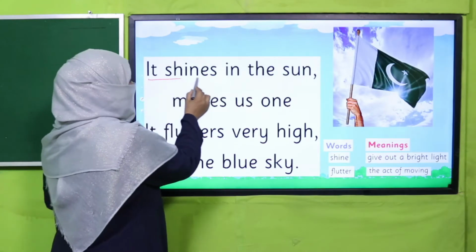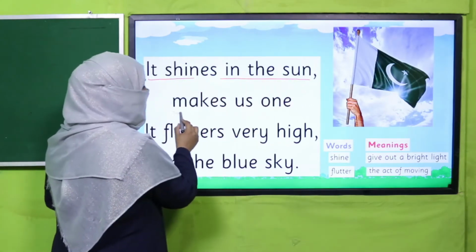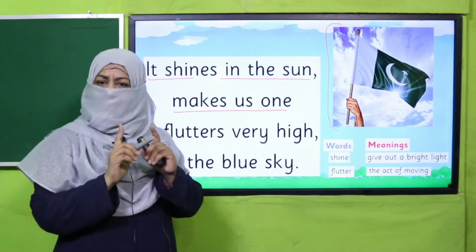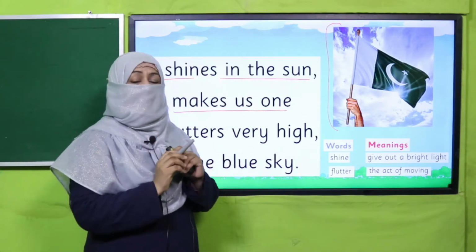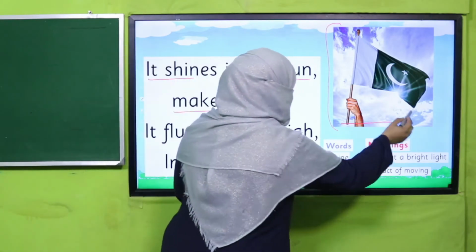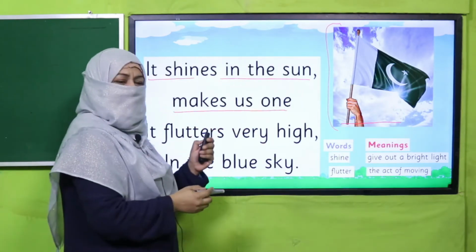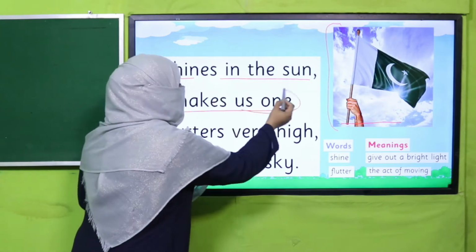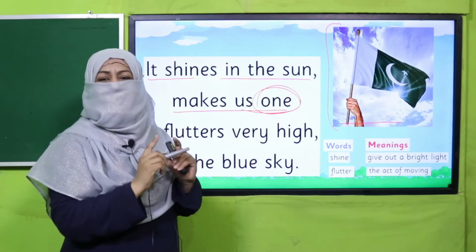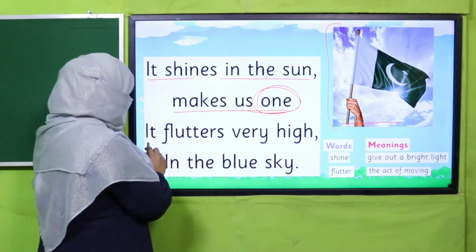It shines in the sun, makes us one. But a flag is in fact a symbol of a nation, a symbol of a free nation. So, Alhamdulillah, our flag, when it flutters in air, when it shines, it tells us we are one as a nation. And who are we? We are Pakistani, Alhamdulillah.